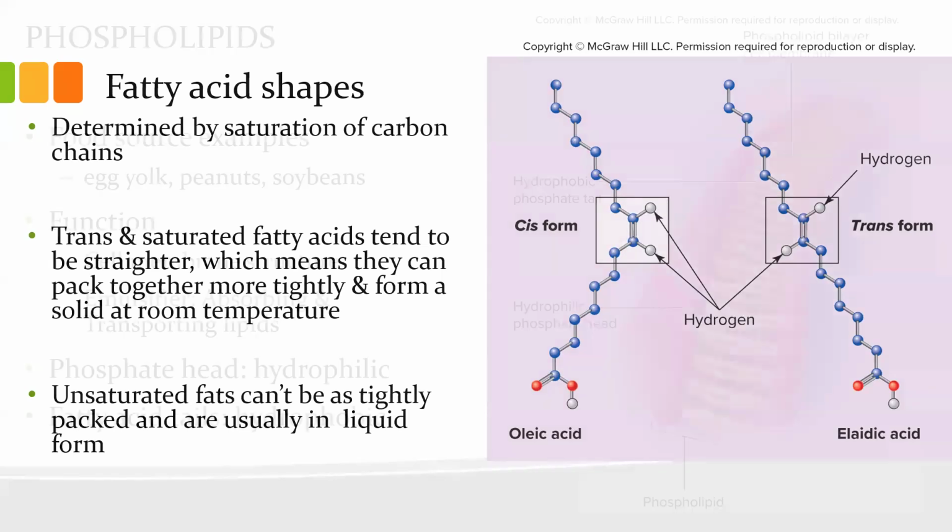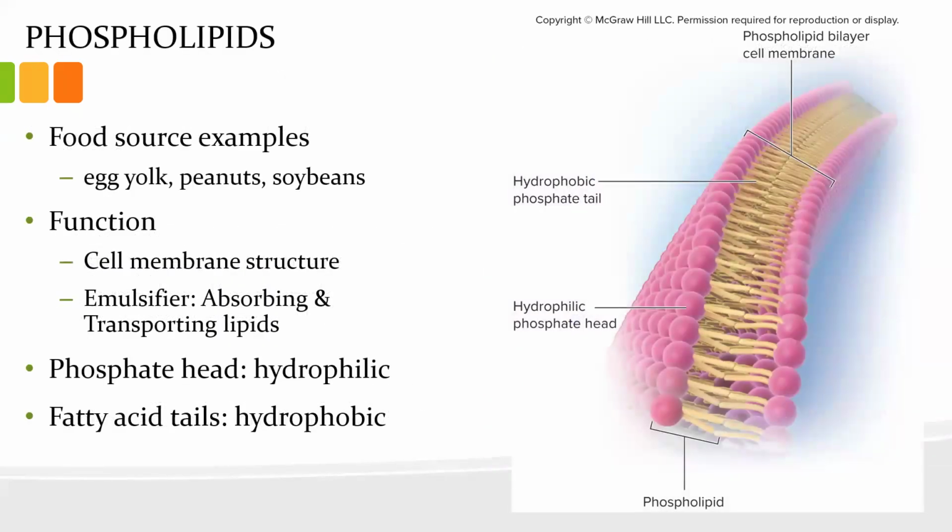Okay, moving on. Phospholipids. Phospholipids are another type of fat, and phospholipids are super important because they make up the main structure of your cell membranes. You can also find them in foods like egg yolks and soybeans. But the really important part for your body is they're critical for the cell membrane structure, and they function also as emulsifiers that'll help you transport lipids through your bloodstream.